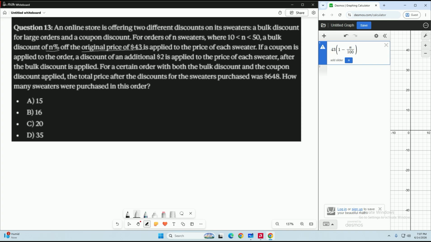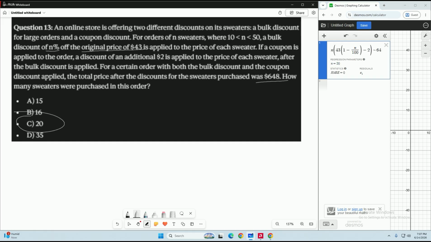Okay, and what we need to do now is add the coupon discount on top of this. The way we do that is by subtracting 2, right? Because that's for each sweater. And now, since this includes both the bulk discount and the coupon discount per sweater, if we want to find it for n sweaters, we multiply by n. And then we know that the total price is 648. So I just set it equal to 648, and I get my value for n is 20, so C is my correct answer to this question.